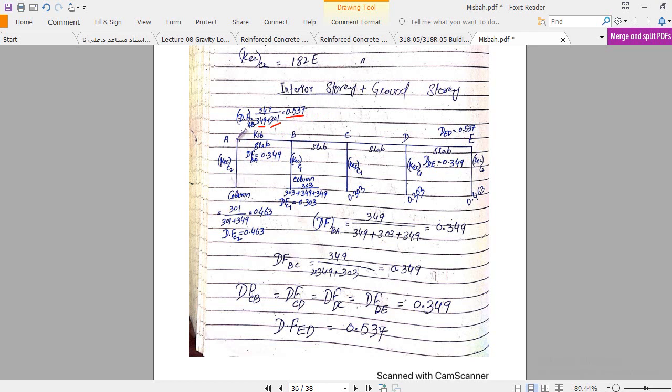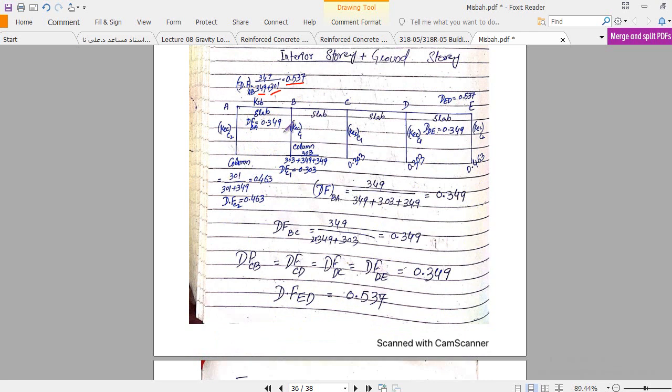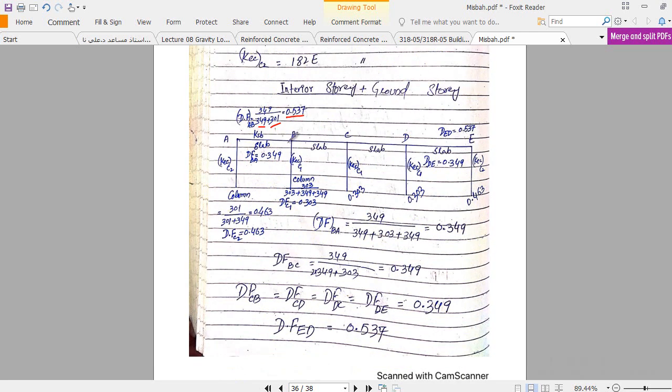But for this column, you see here, the distribution factor will be the stiffness K of this column divided by the stiffness of this column plus the stiffness of this beam. Similarly for AB, as it's a joint having two beams and one column, that's why you see the calculation here.